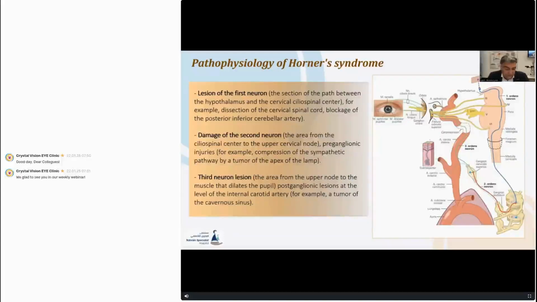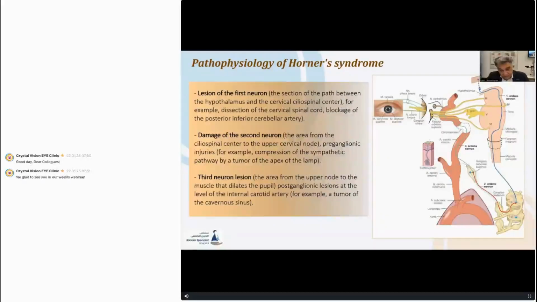Well, the first thing we see in Horner's syndrome is ptosis, the drooping of the upper eyelid, and narrowing of the palpebral fissure due to Müller's muscle paralysis. Miosis is the constriction of the pupil, where parasympathetic innervation starts to dominate. The sympathetic innervation dilates the pupil while the parasympathetic innervation constricts it, as we know, and accordingly the influence of parasympathetic innervation leads to constriction of the pupil.